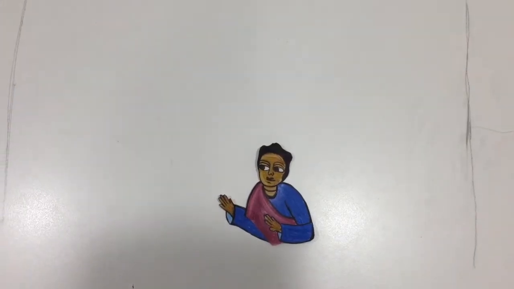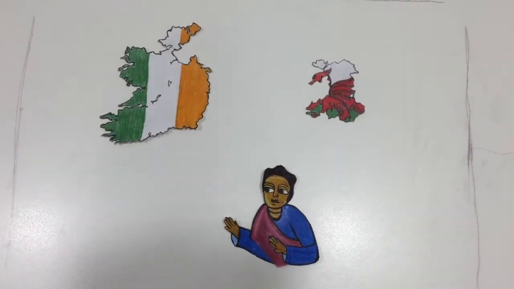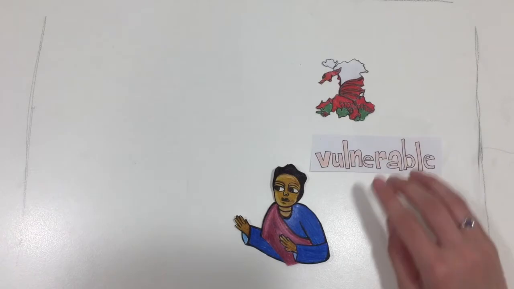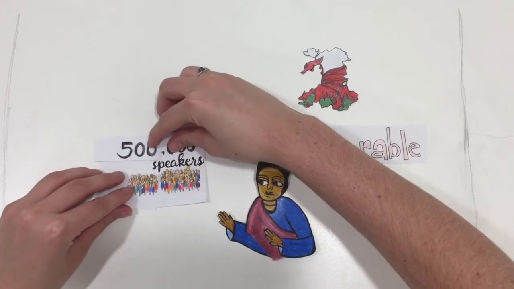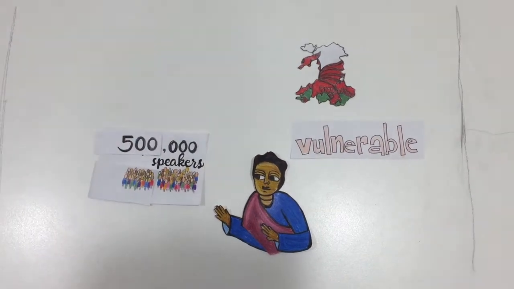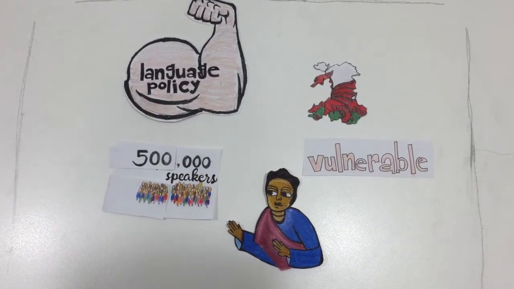On my journey, I found 2 examples of language endangerment at 2 different levels: Welsh and Irish. Welsh is considered vulnerable at a little more than 500,000 speakers. The Welsh community have a strong language policy which includes the implementation of numerous Welsh medium schools and increasing the status of the language in the community.